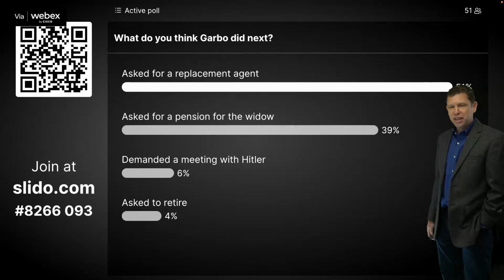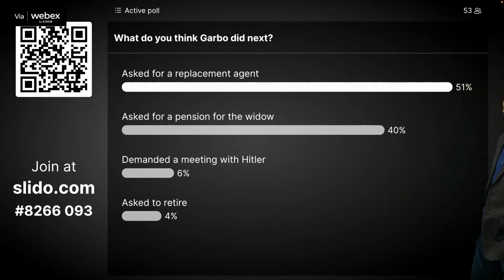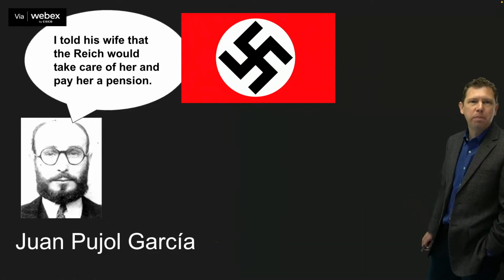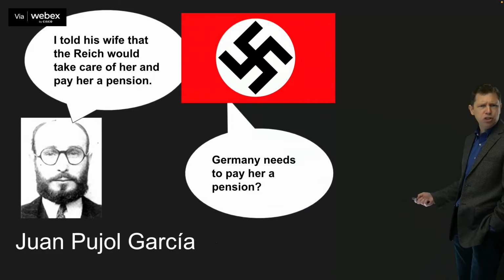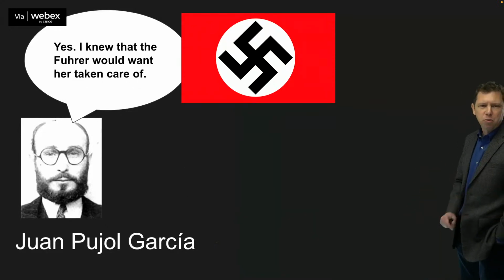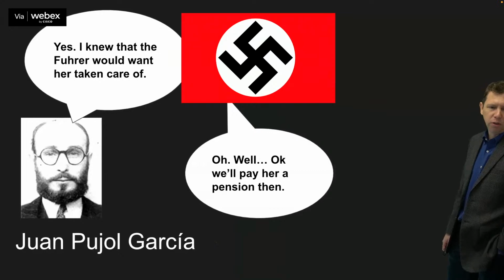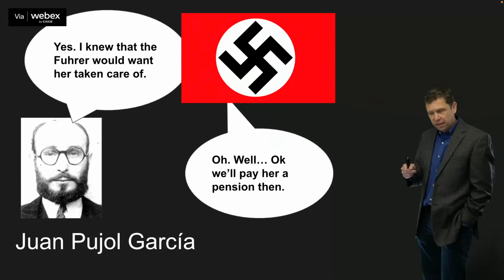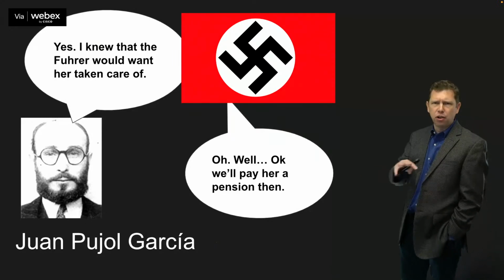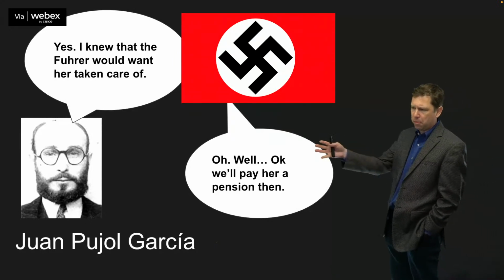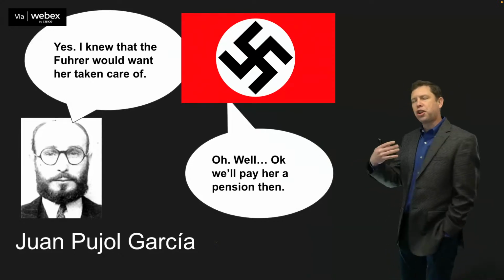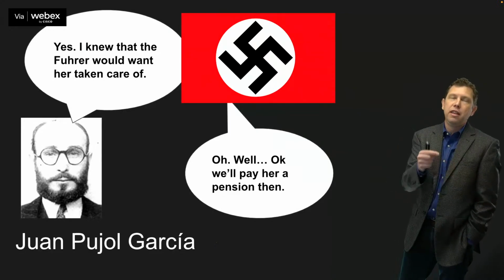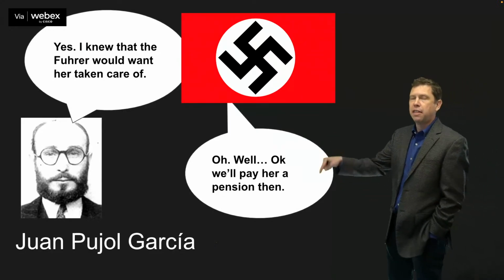Okay, what Garbo actually did in this case is he asked for a pension for the widow. He said, I told his wife that the Reich would take care of her and pay her a pension. It's like, Germany needs to pay her a pension? Yes, I know the Fuhrer would want her taken care of. Well, okay, we'll pay her a pension then. So Garbo actually invented an agent, invented his death to cover, I think, why he couldn't report on the fleet movement, and then further covered up by getting the Nazis to send money every month to the fake wife of the fake agent that had the fake death.